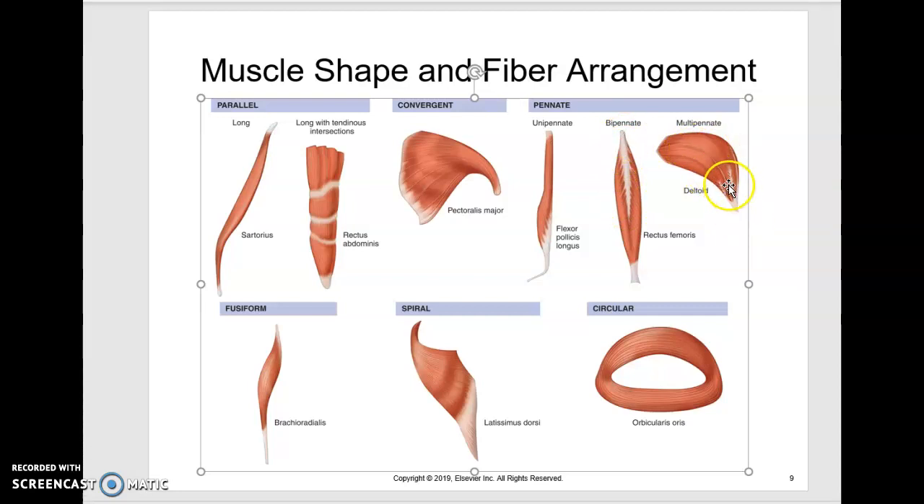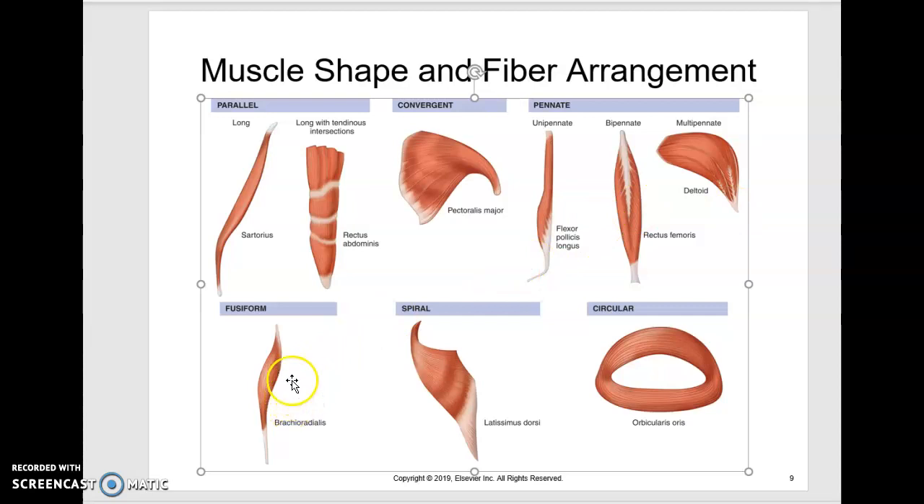Multipinnate, this is your deltoid, which is actually made up of 3 separate parts. You have your anterior, middle, and posterior deltoid, and each of those falls into this bipinnate orientation, but then they all converge onto this one tendon in your deltoid.